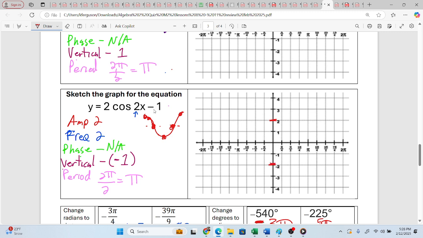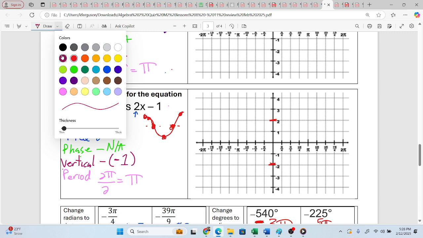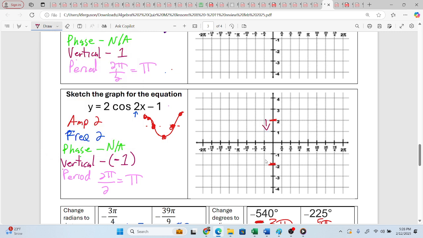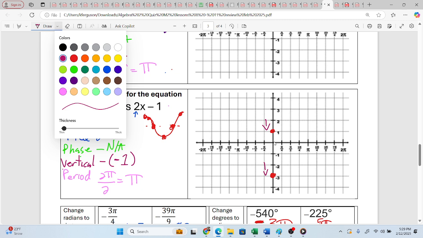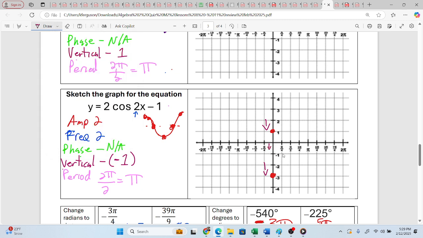But there's a vertical shift and it's -1. So that means my graph's going to go down 1 unit. So that means the high point is going to be that one, and the low point is going to be that one. So I'll erase those so there's no confusion. We're still doing cosine, right? So that means my midline moved too. My midline was going to be at 0. Now it's going to be at -1. So this is my new midline right there.